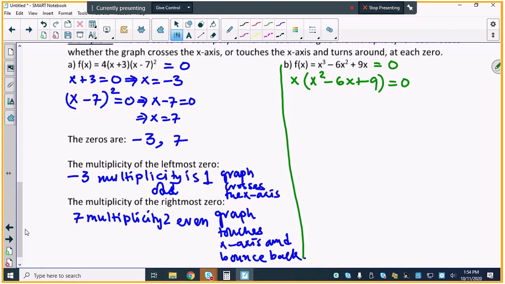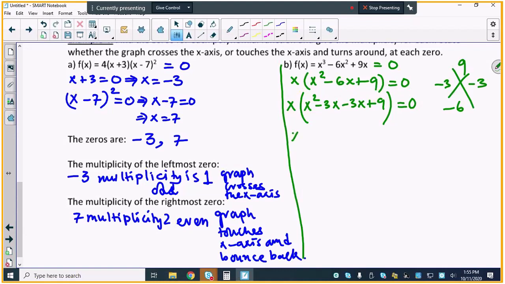Then factor the x squared minus 6x plus 9. So you're looking for two terms that multiply to 9 but add up to negative 6. Clearly the terms are negative 3 and negative 3. So I go ahead and say that this is x times x squared minus 3x minus 3x plus 9, which is equal to 0. So I get x times x minus 3 when I factor out x from the first two terms. And then when I factor out negative 3 from the second pair of terms, I get negative 3 times x minus 3 again.